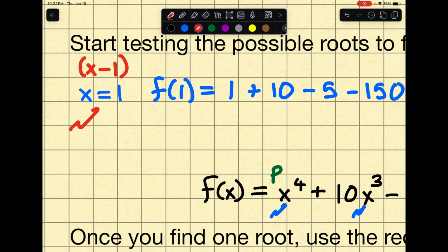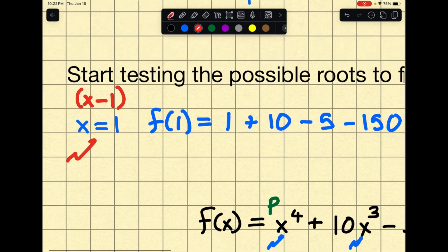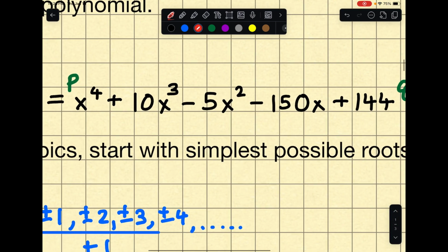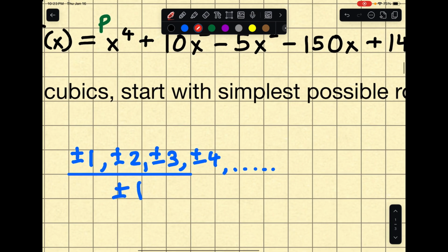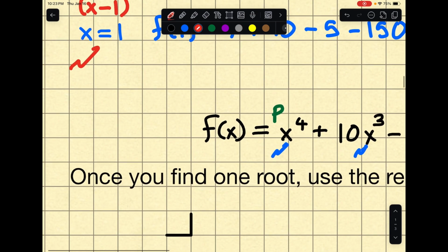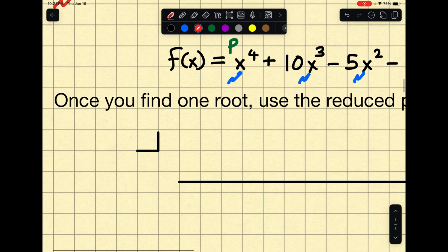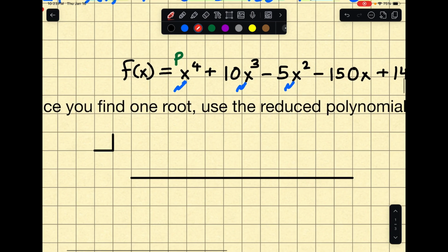Now that we've identified a factor, we want to divide our polynomial by that factor so that we get the cubic in this case. And the cubic is going to be a little easier to work with to find out what the rest of our roots are. Okay, so that means we're going to set up synthetic division. If you don't remember synthetic division, you can look that up on YouTube, or I have my own video on synthetic division in Google Classroom.